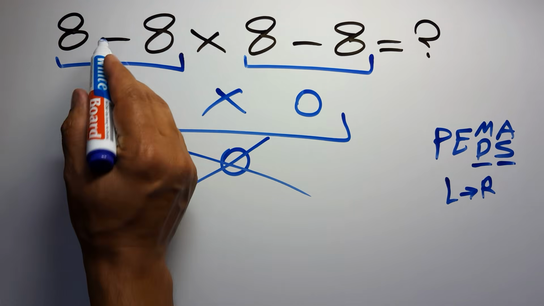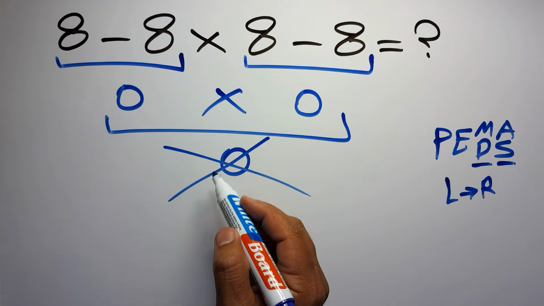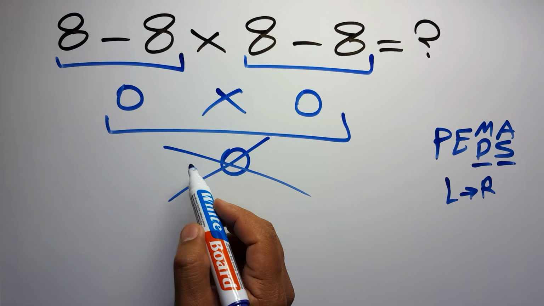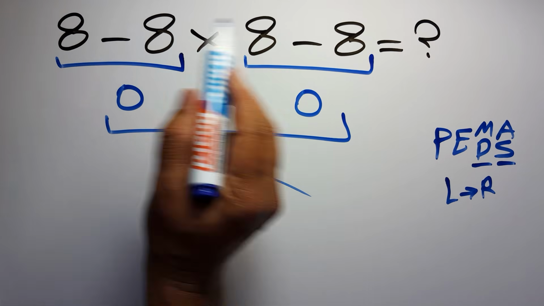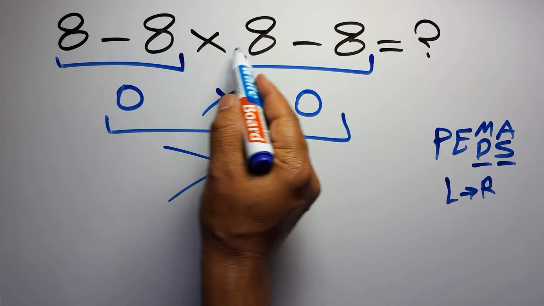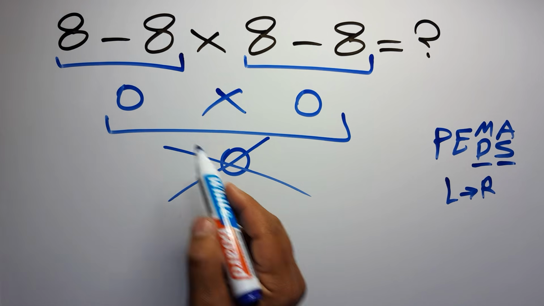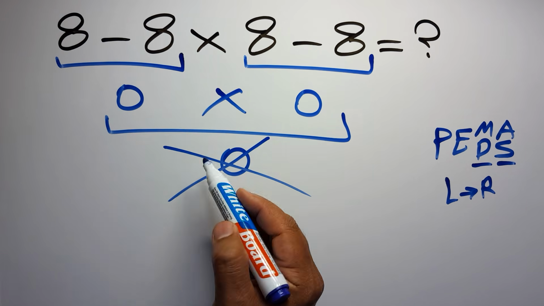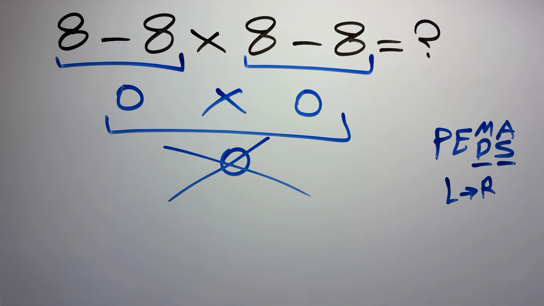In this expression we have two subtractions and one multiplication. According to PEMDAS, multiplication has higher priority than subtraction. And when we have more than one subtraction in an expression, we have to work from left to right. So therefore, first we have to do this multiplication, then this subtraction, and finally this subtraction. If we do this subtraction or this subtraction before this multiplication, it is wrong.